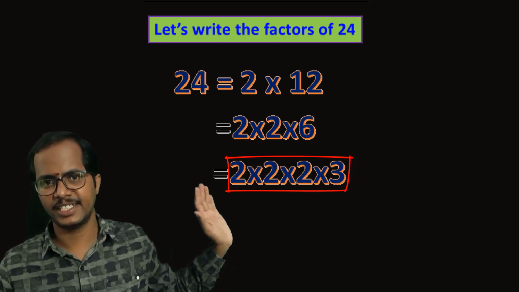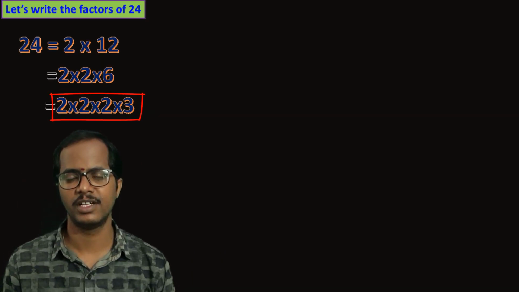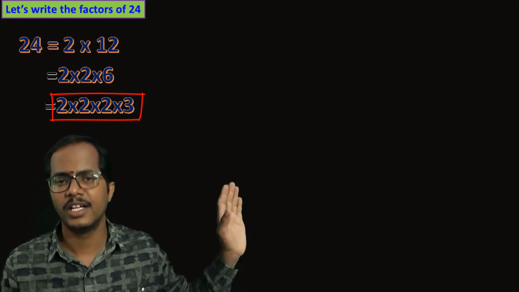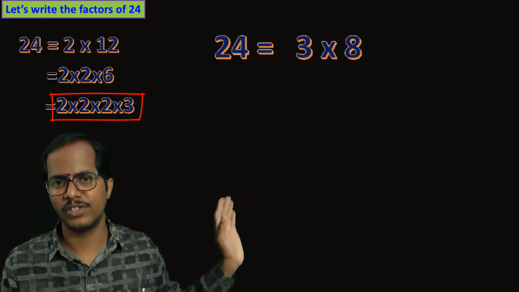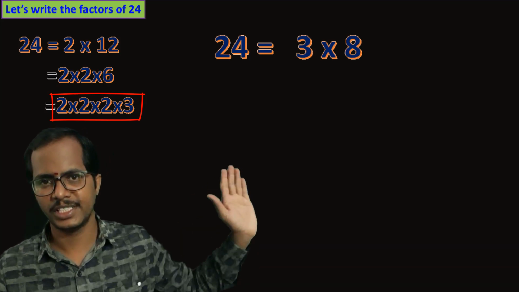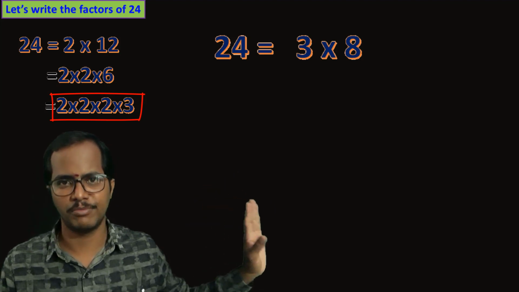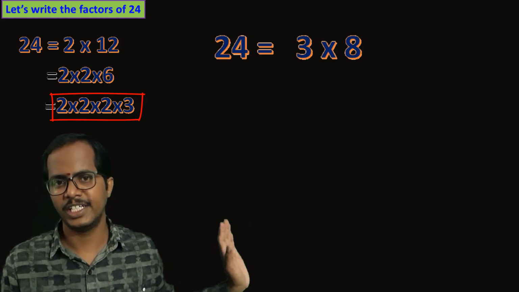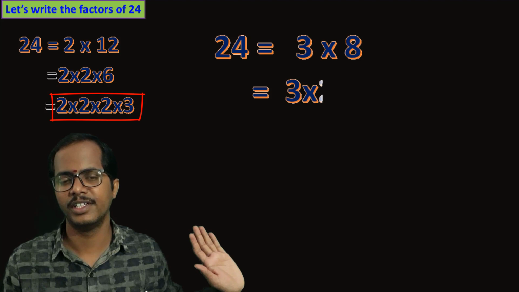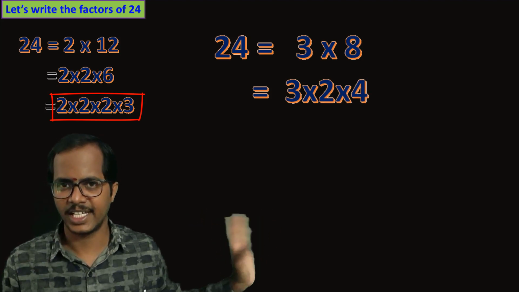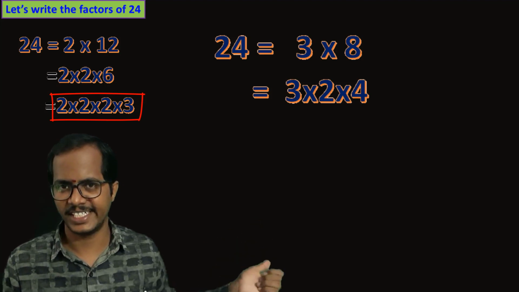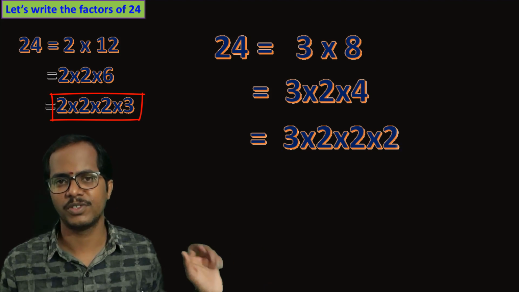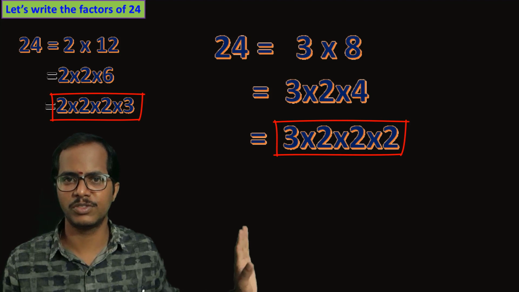Now similarly, let us factorize the same 24 by taking another pair of its factors. Can you tell me another pair of its factors? I think you say the pair of factors as 3, 8 or 4, 6. Let us take the pair of factors 3 and 8. So 24 can be written as 3 into 8. Now in this 3 into 8, 3 is the prime number and 8 is the composite number, so we can factorize 8 further. 8 can be written as 2 into 4. Now we get 3 into 2 into 4, where 4 is again a composite number, so we can further factorize it. On factorizing it, we get 3 into 2 into 2 into 2. So the prime factorization of 24 is 3 into 2 into 2 into 2.